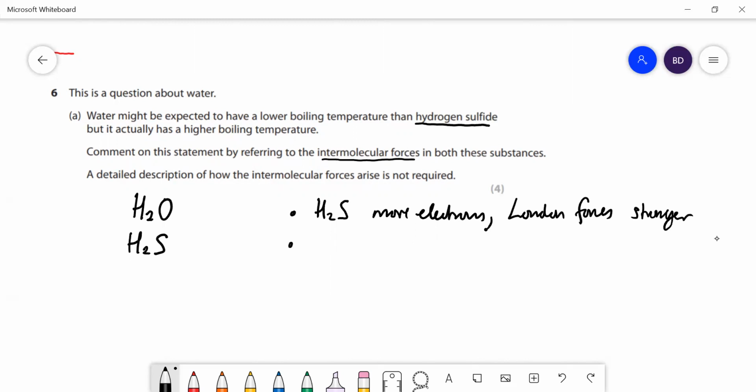Why not? It's because in water you have a different kind of intermolecular force. You have H bonds, hydrogen bonding. Okay, so we've got 2 marks so far, and I think we need to say that H bonding is stronger. And then the final mark, I think you need to say that you need more energy to break those. Okay.